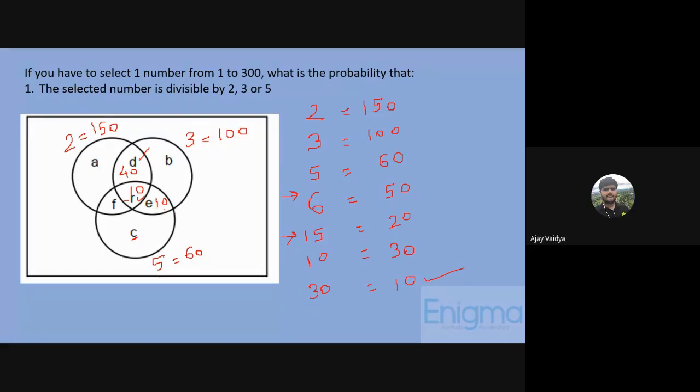It is 20. F's value is 20. Okay, now what is the value of A? 80. A is 80. What is the value of B? 40. 40. And what is the value of C? 20. 20. Okay, have you understood, everyone?